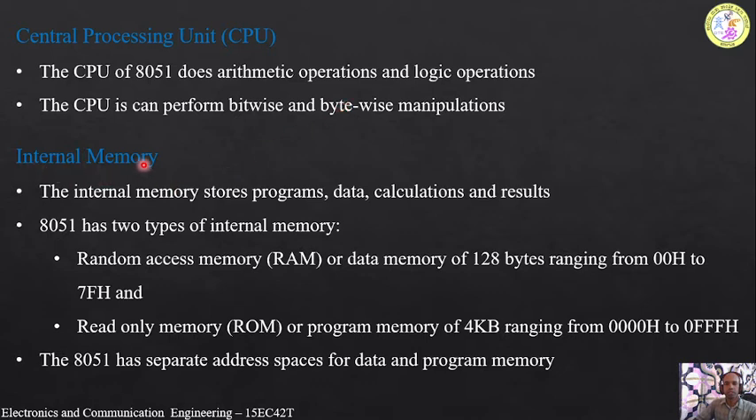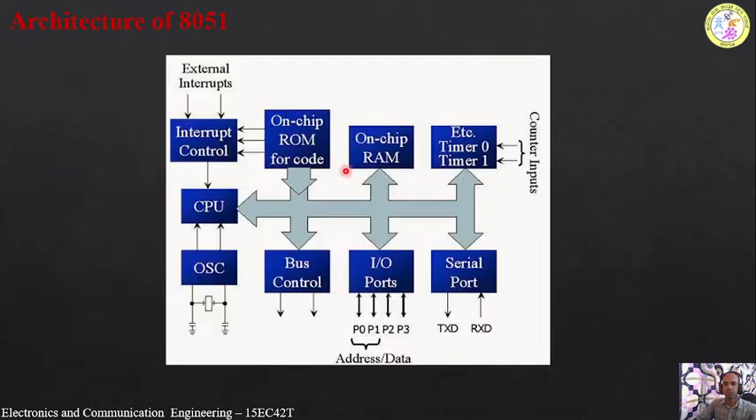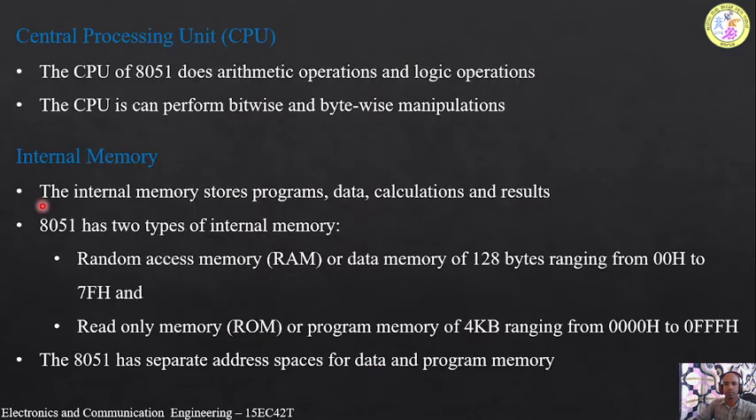Next we will be having the internal memory. So these two are the internal memories we are having, on-chip ROM and on-chip RAM. The internal memory stores the programs, data, calculations and results. This is the function of the internal memory. We can store the program, especially in ROM memory, and the data, calculations and results we can store in the RAM memory. And if you want, you can store this back into the ROM memory also.